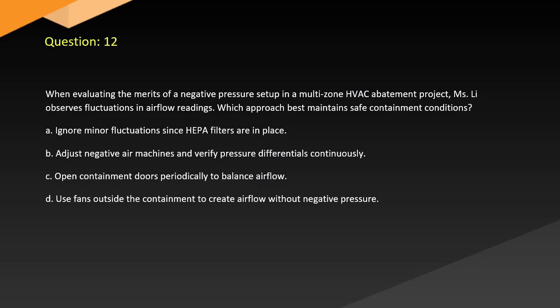Question 12. When evaluating the merits of a negative pressure setup in a multi-zone HVAC abatement project, a supervisor observes fluctuations in airflow readings. Which approach best maintains safe containment conditions? A. Ignore minor fluctuations since HEPA filters are in place. B. Adjust negative air machines and verify pressure differentials continuously. C. Open containment doors periodically to balance airflow. D. Use fans outside the containment to create airflow without negative pressure.